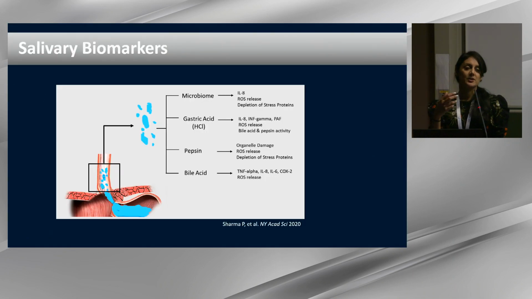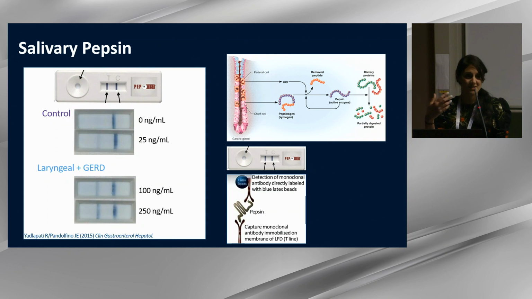And then biomarkers. So reflux has a very unique profile in terms of pepsin, bile acids, microbiome. And if reflux is reaching the oropharynx, then there's potential to measure these biomarkers in the saliva. And there's been interest in salivary pepsin for a number of years, more recently with the PEP test, the lateral flow device that has monoclonal antibodies to human pepsin.